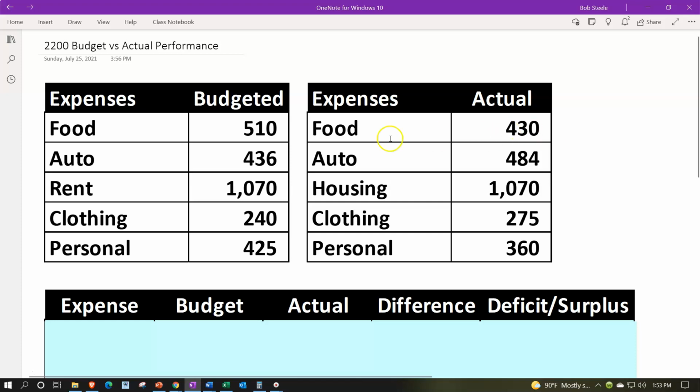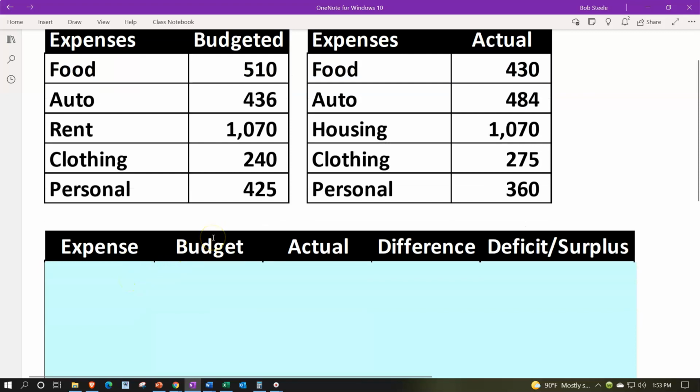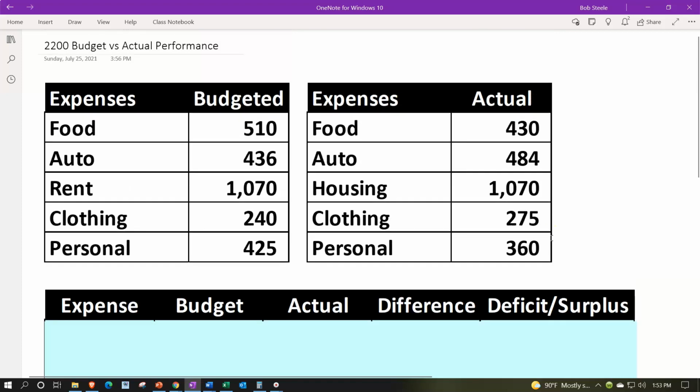So the typical layout will be thus. Down here, we've got the expenses. We're going to have the budgeted numbers, the actual numbers, the difference, and then the deficit and the surplus that we'll take a look at here. Now, note that when you're doing this in practice, you might use different software in order to do this. This is just going to be a quick, small example of it.